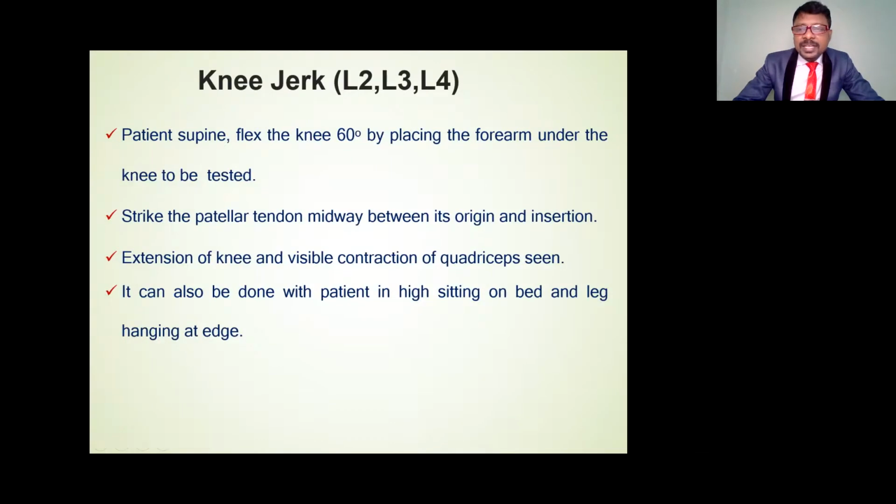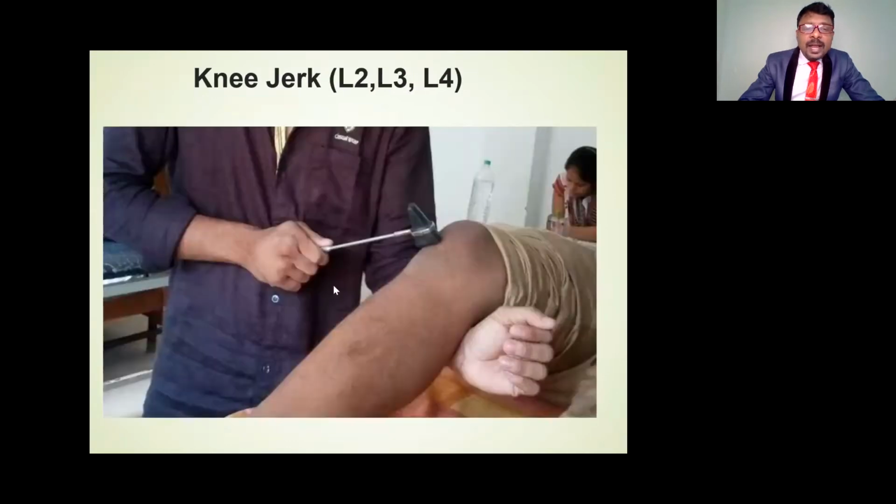Coming to the knee jerk, the patient should be in a high sitting position, or we can have the patient in the lying position. In the lying position, we have to give support to the knee joint. Then only can we elicit the tendon tap. We can use the reflex hammer to tap over the patellar tendon.